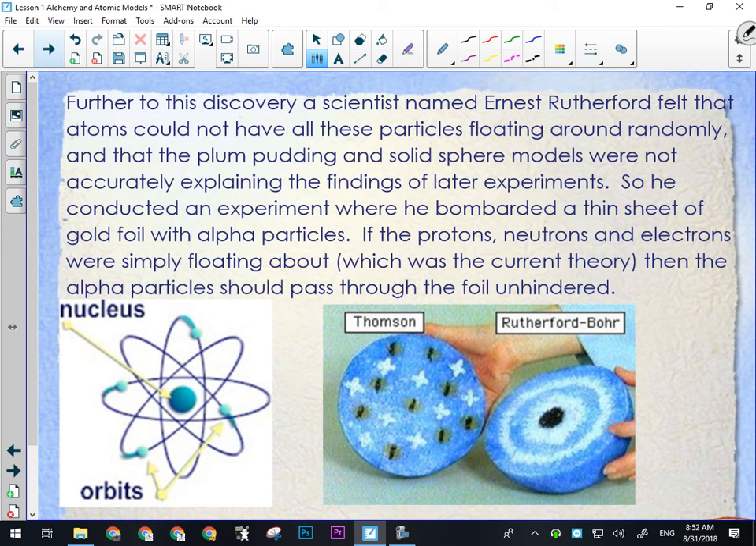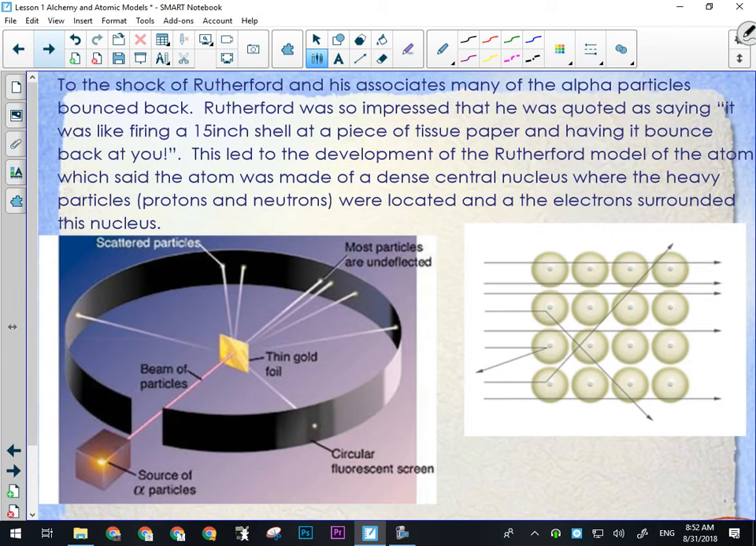And people laughed at him because they're like, you're shooting particles at something solid. What do you really think is going to happen? You think they're going to go through? That's ridiculous. They're going to bounce back. Everyone thought he was going to be proven wrong. So he said, here's my model of the atom. There's a dense nucleus, and then the electrons are going around. Maybe they're all in concentric circles that are just offset slightly so that they don't run into each other, something like that. So here's his experiment.